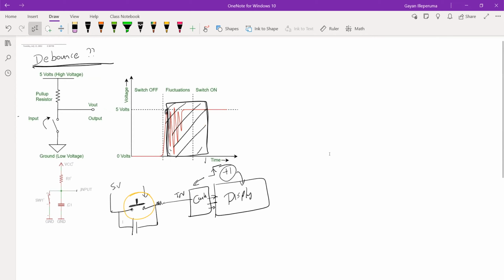Now, the 2 other circuits that I have used to explain the debouncing, they have corrected this problem. Can you find what the problem is?